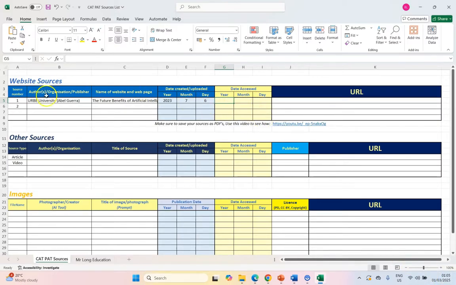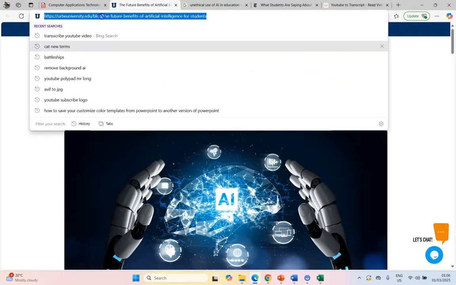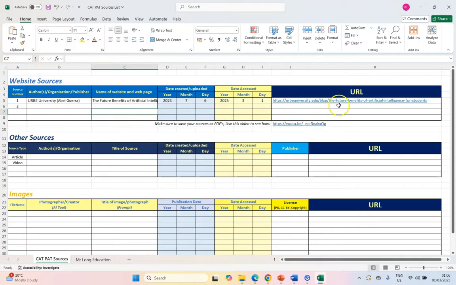Now, this is why it's important to do this as you find the source, because now we can keep track of the date that we use this. So this is the 2025, 3rd month, the 1st day. And then we're going to put the URL there. So we're going to copy that URL and paste it. So now I've got that information when I want to do my bibliography at a later stage. You can do that for your other sources as well.